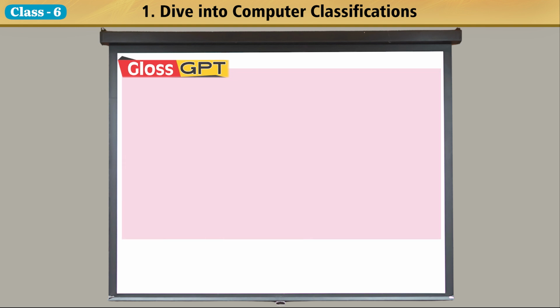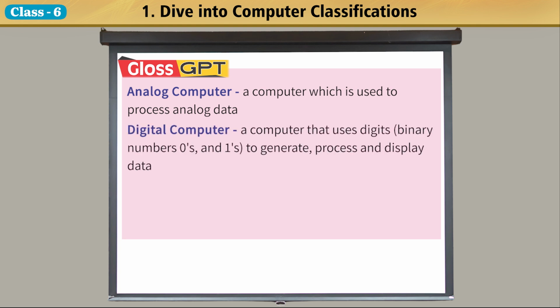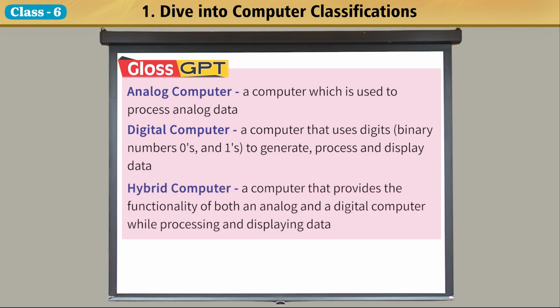Gloss GPT. Analog computer, a computer which is used to process analog data. Digital computer, a computer that uses digits, binary numbers, zeros and ones, to generate, process, and display data. Hybrid computer, a computer that provides the functionality of both an analog and a digital computer while processing and displaying data.